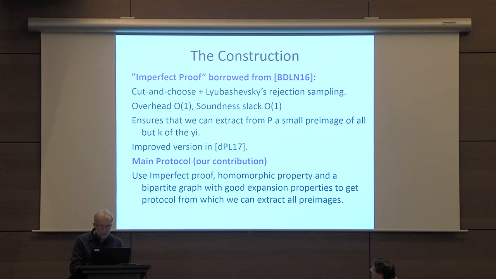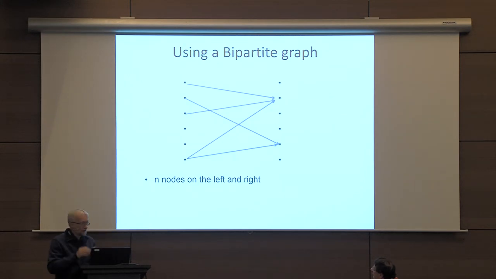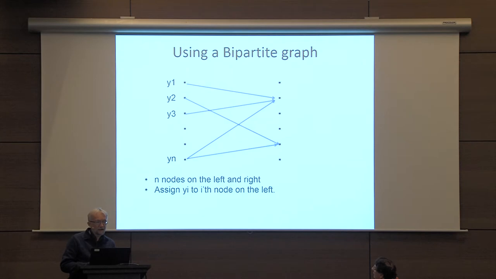Okay, so how does this work? Well, here's a bipartite graph. There's going to be n nodes on the left, n nodes on the right. And n, remember, was the number of pre-images that we want to prove knowledge of. So we take the images that we're given publicly and assign one of these to each of the left side nodes.